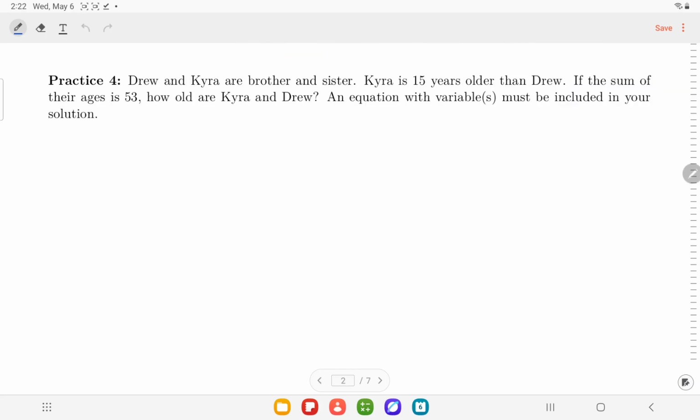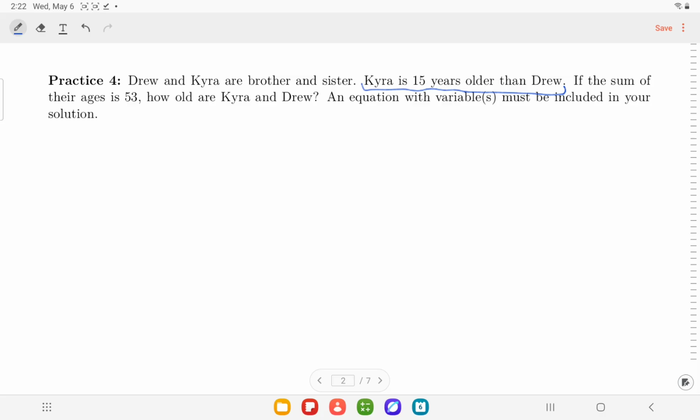Now we're going to try a different kind of word problem. This is a very common kind of problem, so you might encounter it on the contest. So we have Drew and Kyra, and Kyra is 15 years older than Drew. So we have to write a variable to represent this, write some sort of equation to represent that Kyra is 15 years older than Drew.